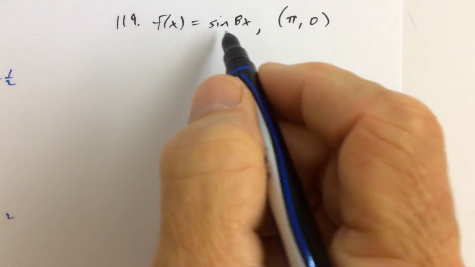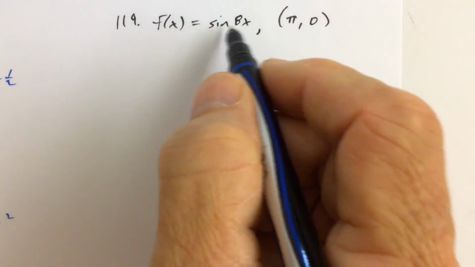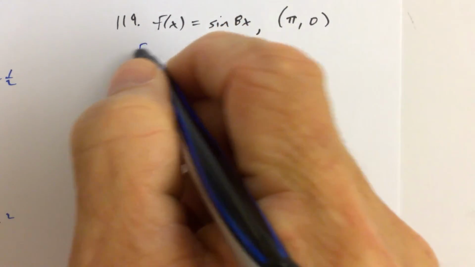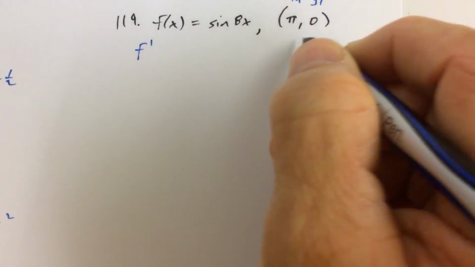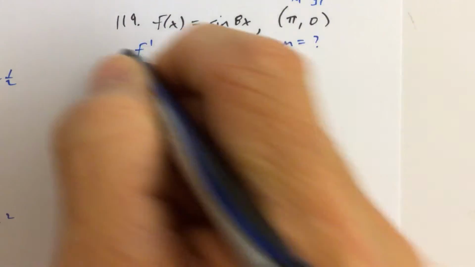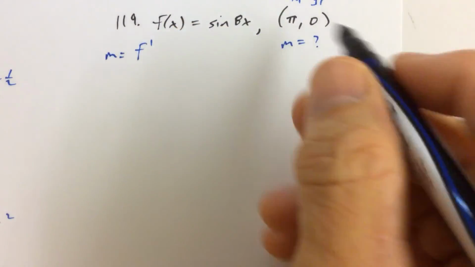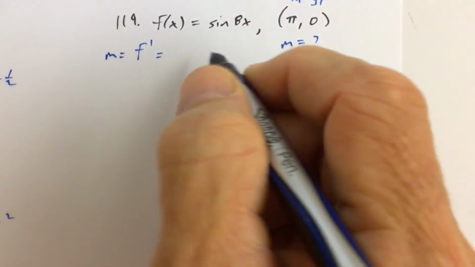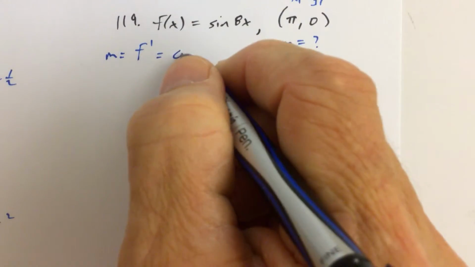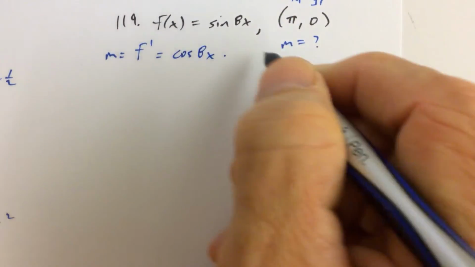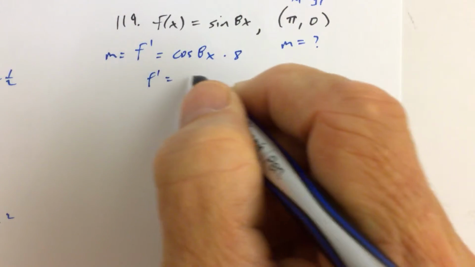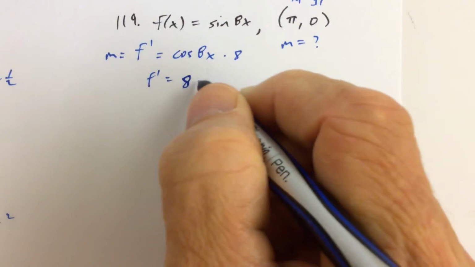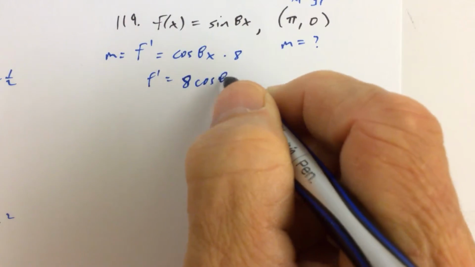So in problem number 119, we're supposed to find the equation of the tangent line to this graph at the point pi, 0. If we want an equation of a tangent line, we have to have an x1, a y1, and we have to have a slope. Well, the slope at a particular point is just going to be the derivative. Well, the derivative of sine of 8x is cosine of 8x times the derivative of 8x, which is 8. So f prime is equal to 8 times the cosine of 8x.